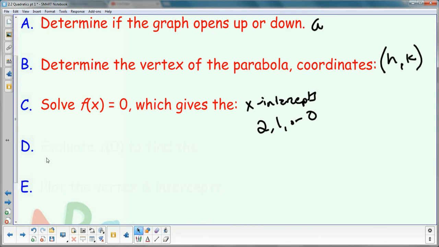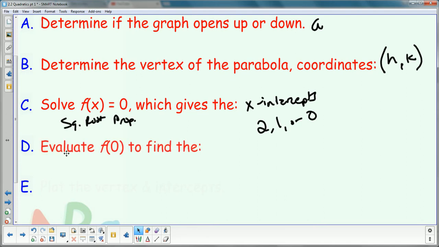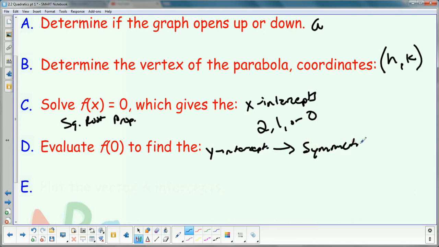Okay, for this we can use the quadratic formula, or we could do the square root property. Okay, and then we're going to do f of 0, so we just plug in 0 for x and simplify. This is going to give you your y-intercept, and then you can also use this to get a point of symmetry. Okay, and I'll show you what that means in a minute.